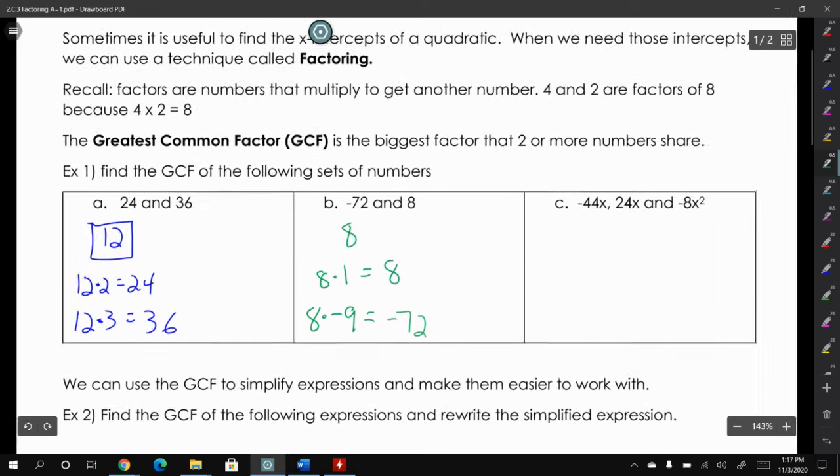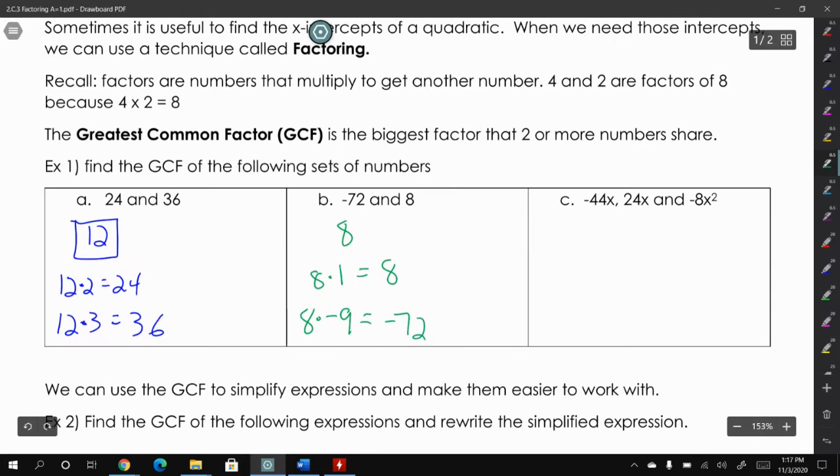Now let's look at letter C over here, where we have negative 44x, 24x, and negative 8x squared. They all have an x in common, so our greatest common factor is going to have an x in it. And then we have to look at the numbers, negative 44, positive 24, and negative 8. The greatest common factor between those numbers would be 4. So our greatest common factor for all three of them is 4x.